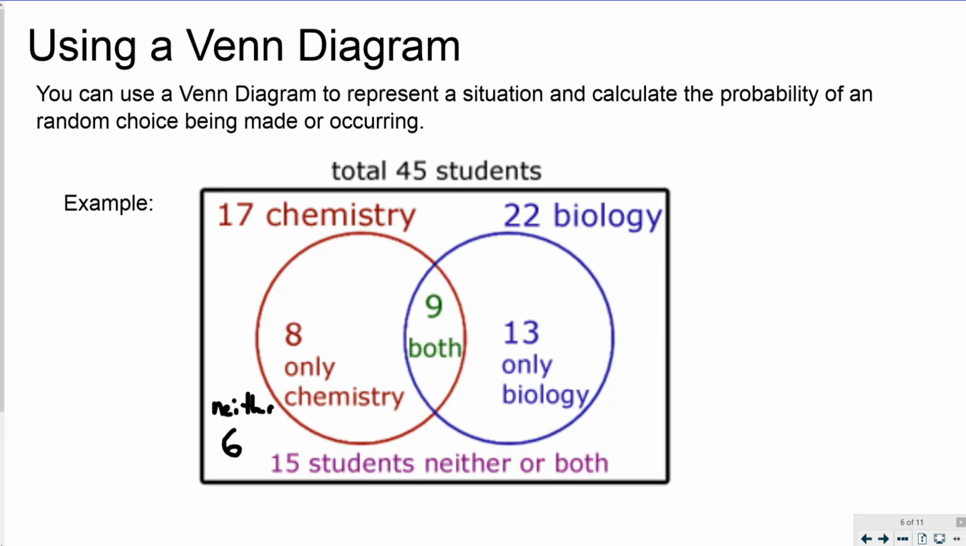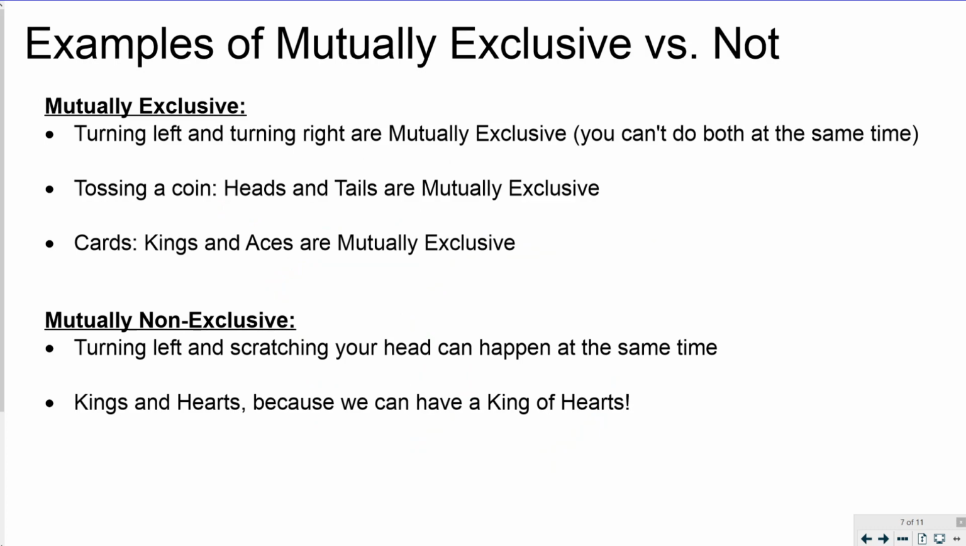The total here, 8, 9, 13, and 6, should sum up to 36. Oh, excuse me, the 17, 22, and the 6 add up to 45. Wrong addition, because the 9 counts for both. Okay, so let's continue. I just wanted to be super clear on what the examples of mutually exclusive versus not are.